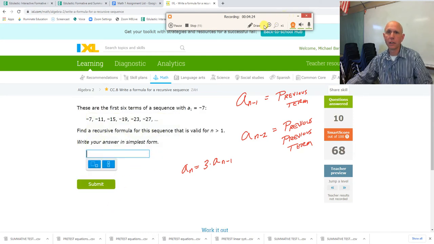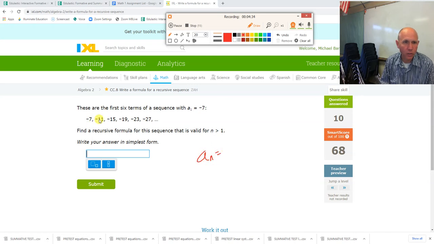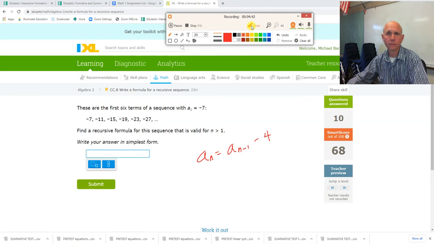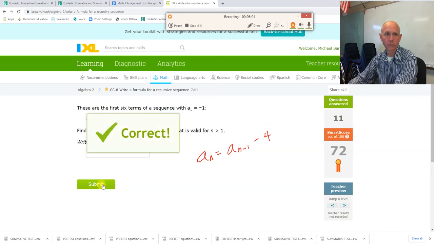Oh, good. Another one where I actually get to write it. Okay, so I'm going to go a sub n equals, what's this? Previous term minus 4. A sub n minus 1 minus 4. Let's see if we can get that into the computer. So a sub n equals a sub n minus 1, so previous term minus 4. Correct. Let's jump a level.